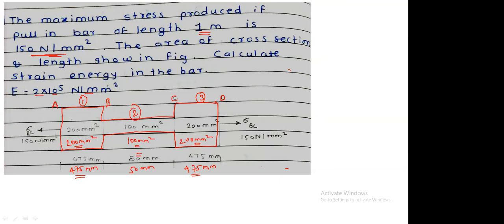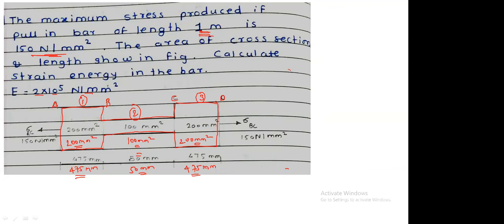So what will be the total length? 475 plus 475 plus 50 mm. What is the total length of the bar? 475 plus 475 plus 50. What is the total length? 1000. And they have mentioned in the statement the maximum stress produced in the bar of length 1 meter. 1 meter, if I convert it into mm, becomes 1000.